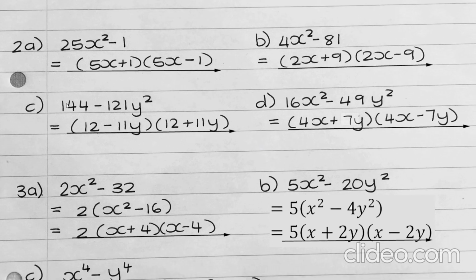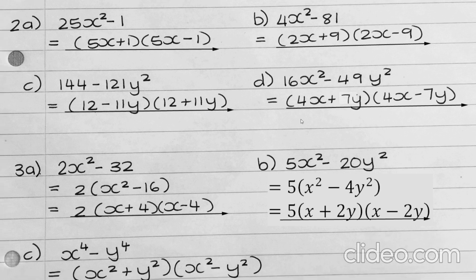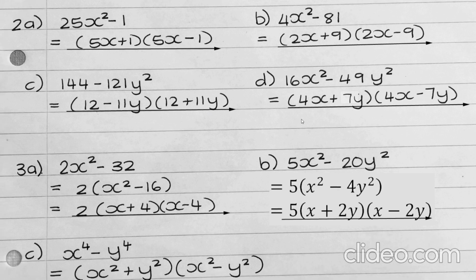C, the square root of 144 is 12, the square root of 121 is 11, square root of y squared is y, and then you basically have two brackets that are the same, except the one is negative and the one is positive. I'm not going to do D with you, that one should be fine.